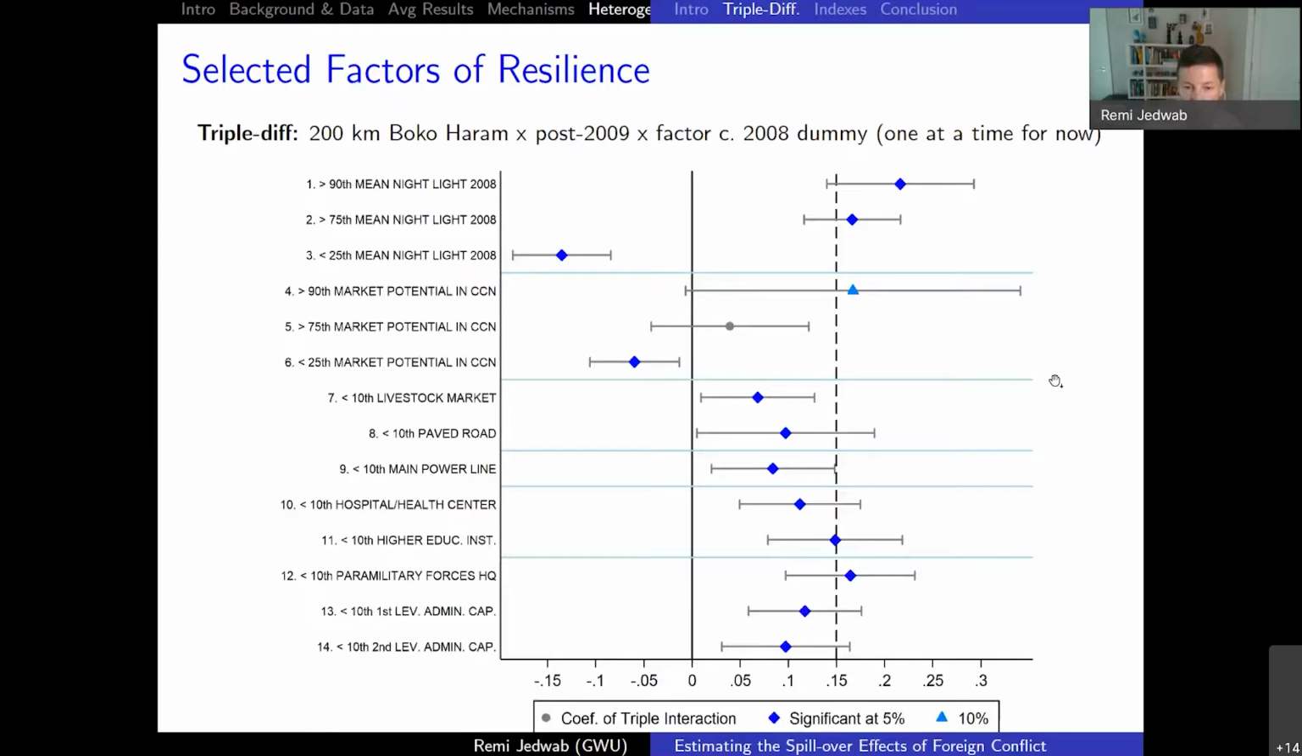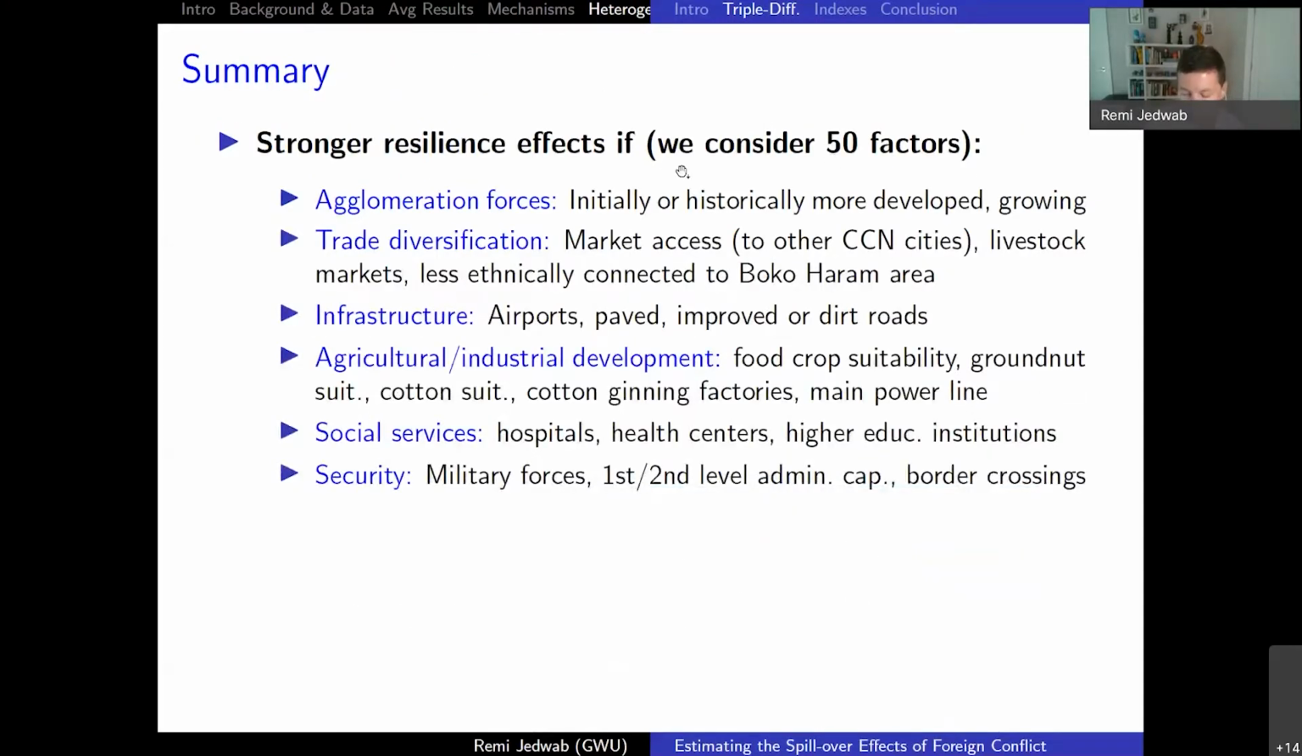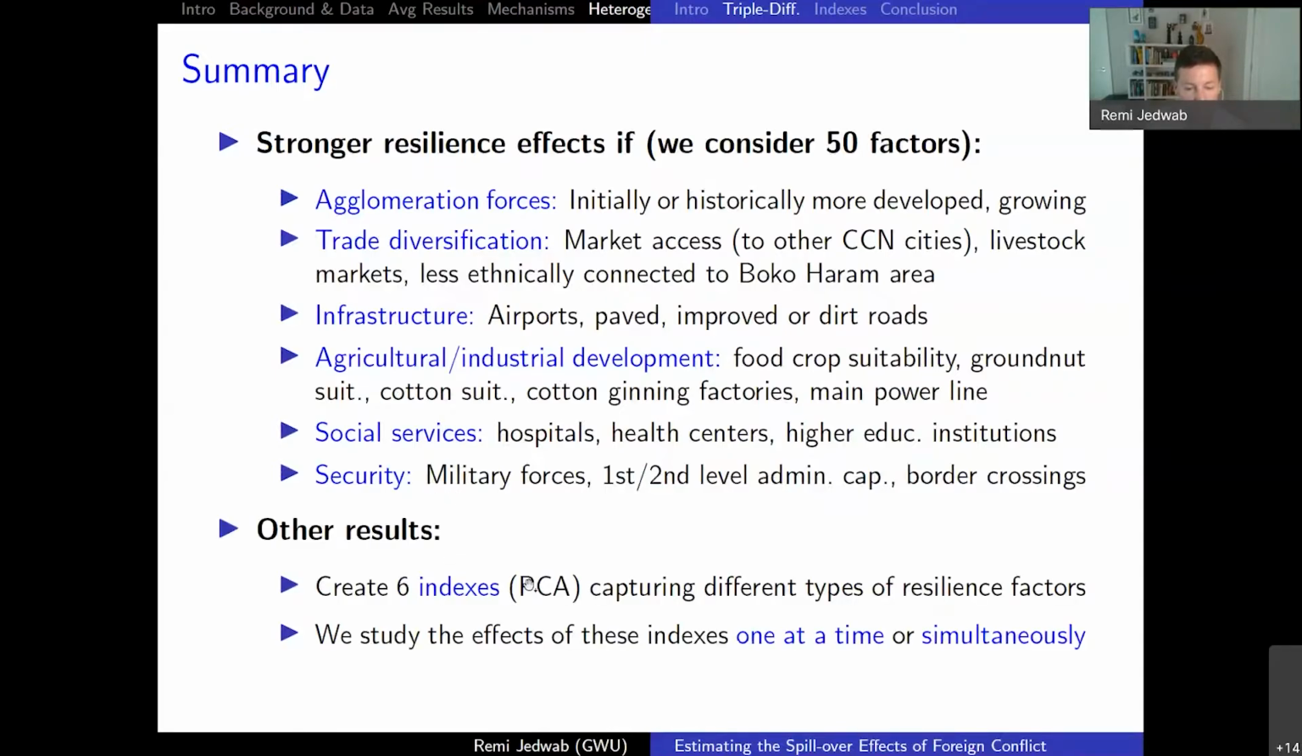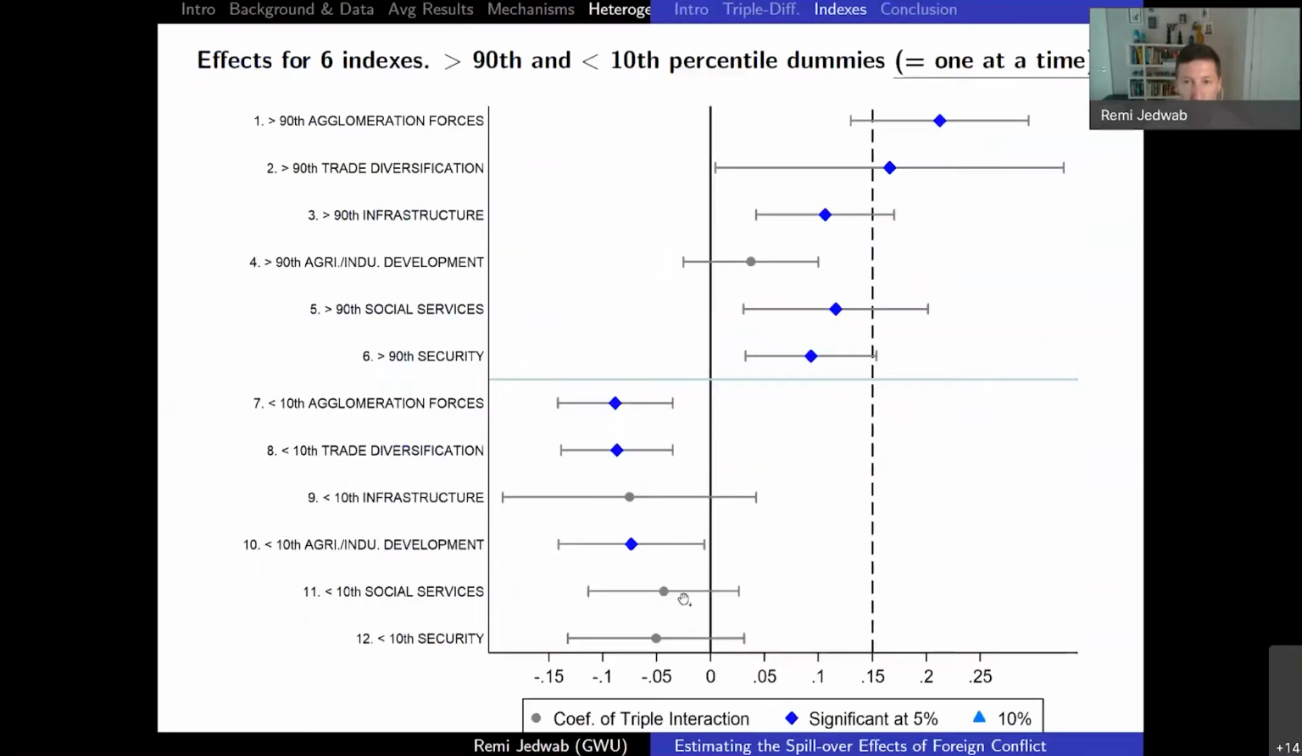All right. So we tried 50 different factors and we aggregate these factors into different sectors. So we think of agglomeration forces, trade diversification, infrastructure, agricultural and industrial development, social services, and security. And then from that, we create 6 indices capturing different types of resilience factors. Then we can study the effects of these indices one at a time or simultaneously. When you have 50 factors, you cannot include the 50 interactions at the same time, it's just too much. With these indices, we can try to interact all of them at the same time to see if they matter independently. So this is the effect for the 6 indices, first one at a time, and I'm going to show you simultaneously.